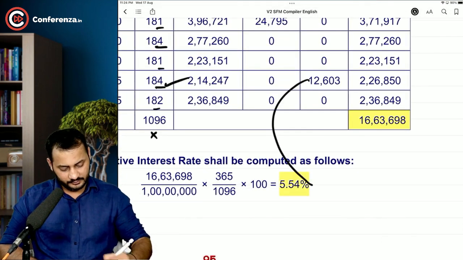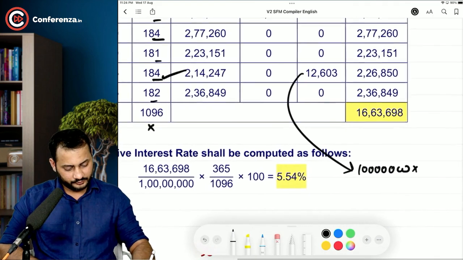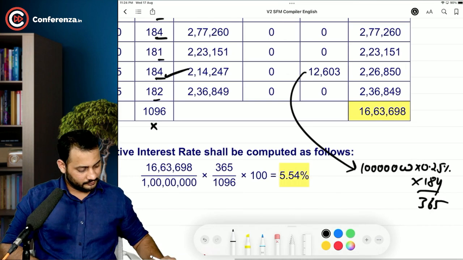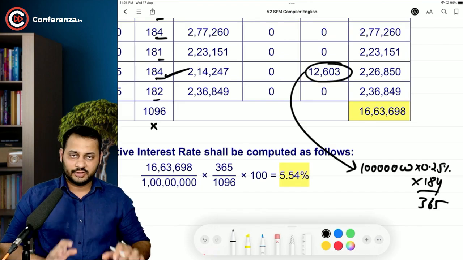It's very simple, sir. 10 million into 0.25% into 184 divided by 365. 12,603.